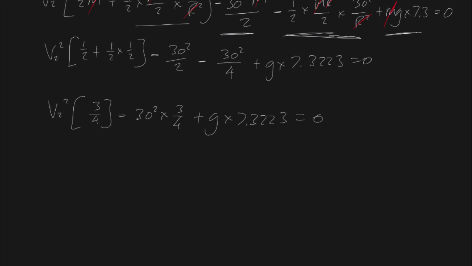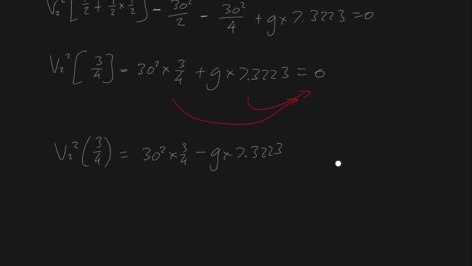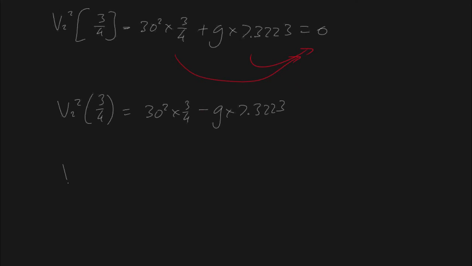And if you bring this term over to the right hand side, and if you bring this term over to the right hand side, you are left with v2 squared times by 3/4 is going to be equal to 30 squared times by 3/4 minus g times 7.3223. And if we multiply both sides by 4/3, we're left with v2 squared is equal to 30 squared times by 3 minus 4g times 7.3223, all divided by 3.